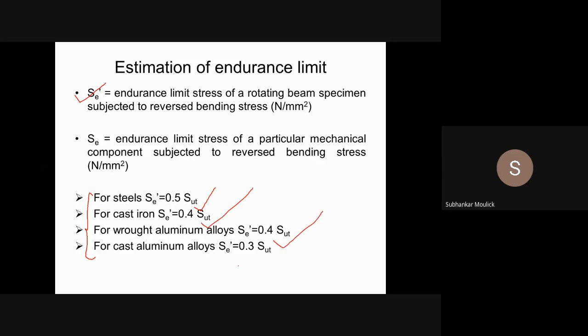For cast aluminium alloys, SE dash is 0.3 times SUT. So you have to read the problem thoroughly to see which material the shaft, gear or spring is made of. On the basis of that material, the calculation of SE dash will vary. And these values of SE dash, no need to remember; they are given in the design data book. If you see the design data book carefully, the values of SE dash are given to you. Okay.